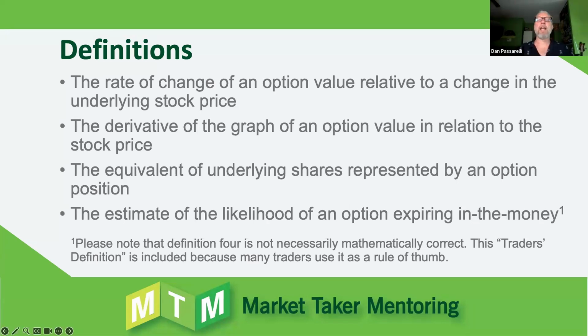Puts, of course, have a negative delta. If the stock goes up by $1 and let's say the put has a 57 delta, I would lose 57 cents. But if the stock goes down by $1, I would make 57 cents. That's definition 1. Definition 2 is delta is the derivative of the graph of an option's value relative to the stock price.